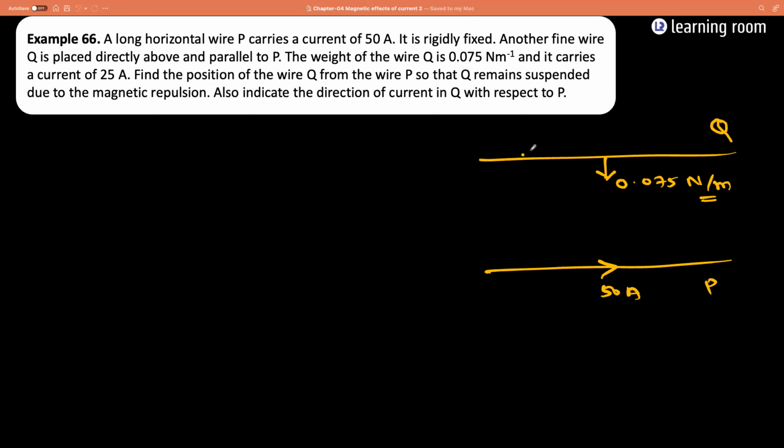Now tell me, what should I take the direction of this 25 ampere to be? Since weight is acting downward, what do I need? I need a force exactly in the opposite direction to balance it. So to calculate this magnetic force, I need to say that the currents in both the conductors are in opposite direction. Only then P will be able to repel Q. Am I right? Yes, sir.